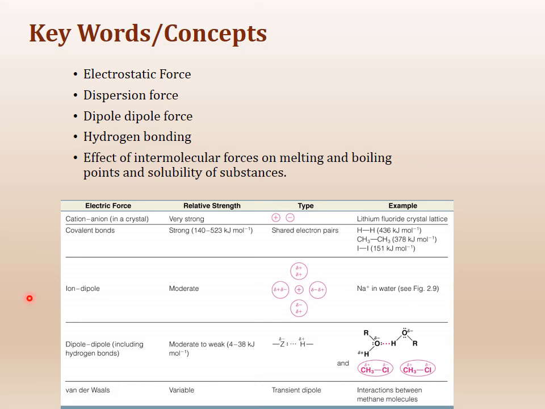Finally, here are your keywords for this chapter. You need to understand the different forces: electrostatic force, dispersion force, dipole-dipole, and hydrogen bonding, and specifically how all of these affect solubility, melting points, and boiling points. This table here is an example of the different kinds of forces we have, their strength, what kind you will see, and some examples. So go through that, and let me know if you have any questions in class.